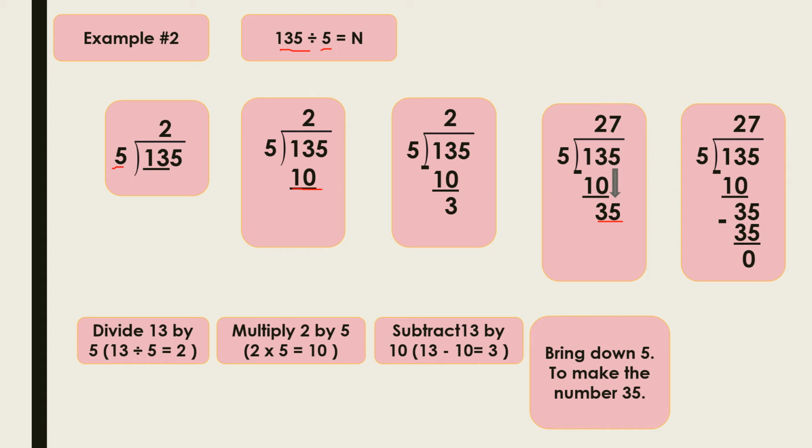Again, it is a repeat. After the bring down, you need to repeat the process that the teacher might give to you. So, repeat the steps: divide, multiply, and subtract. After we did the last four steps, again, we repeat because there is a number here. You need to bring down 5 there. So, again, 27 is our quotient.